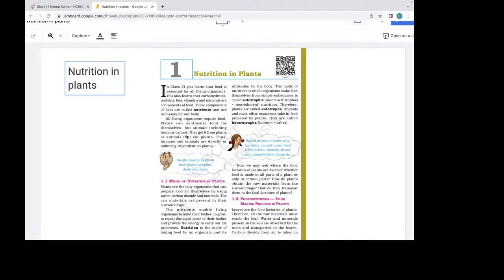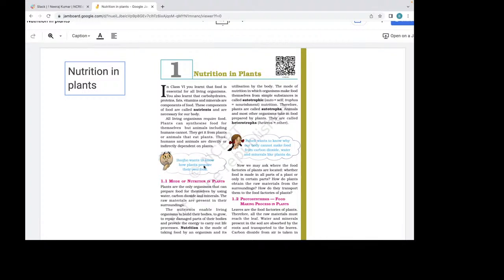What do we do for food? For food we either depend on plants, or on the animals that eat plants. So basically, indirectly or directly, we are dependent on plants for our food.